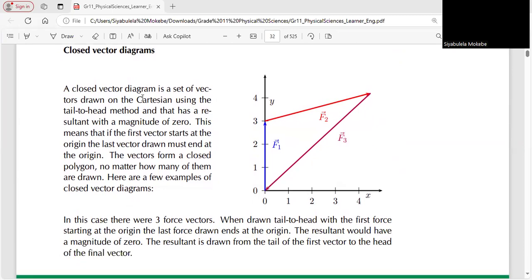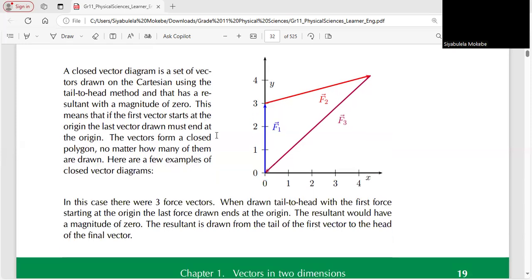Today we're going to look at closed vector diagrams. A closed vector diagram is a set of vectors drawn on the Cartesian plane using the tail-to-head method, and that has a resultant with a magnitude of 0. This means that if the first vector starts at the origin, the last vector drawn must end at the origin. The vectors form a closed polygon, no matter how many of them are drawn.